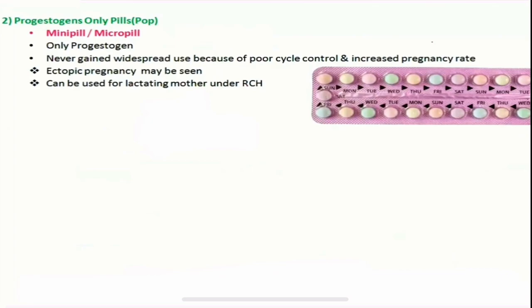This progestogen only pill was not widespread. People do not use it as much as the other pills. Like the combined pills, which are used by 65 million worldwide. Whereas the progestogen only pill, which is a mini pill, micro pill, is not that widespread. It's because there is an increased pregnancy rate.